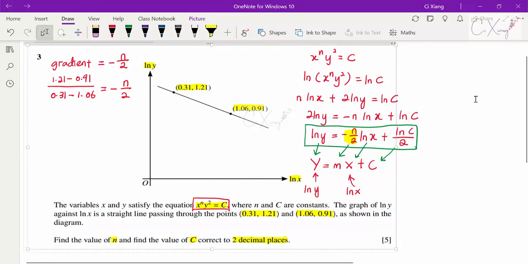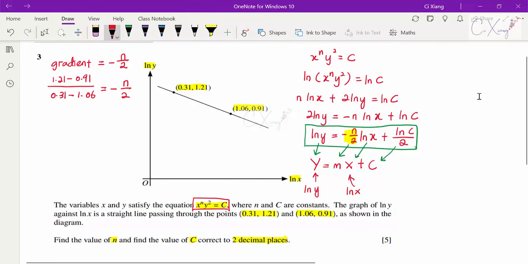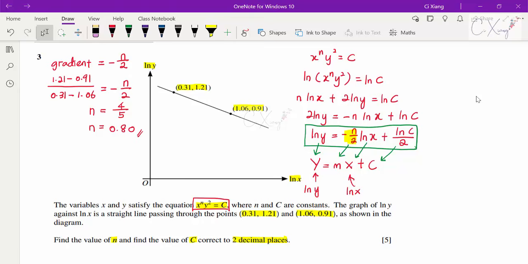All right. And from here, we can press the calculator and try to get the value of n. If you didn't make any careless mistake, the value of n that you get will be 4 over 5, or you can round it to 2 decimal places if you want, which is 0.80. So this is how we calculate the value of n.